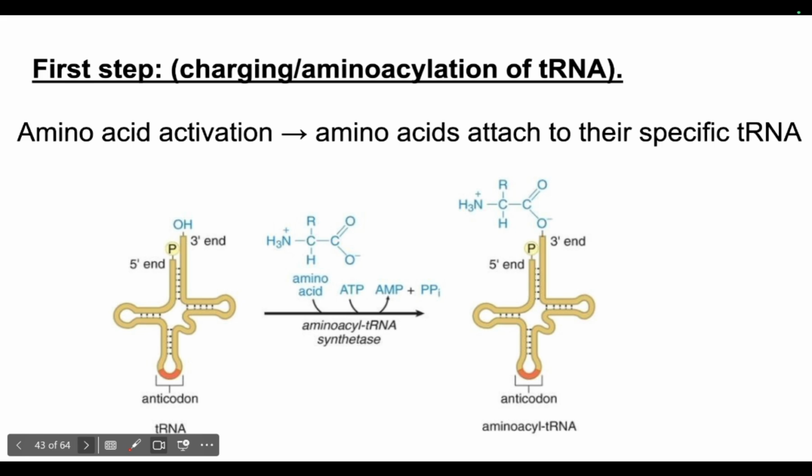The first step in this process is charging, or aminoacylation, of tRNA. Here, an amino acid gets attached to a specific tRNA. As you can see, this is the uncharged tRNA. Now one amino acid is added along with ATP. This is an active process where, at the 3' end of the tRNA, the amino acid gets attached. This is called charging of tRNA or aminoacylation of tRNA. This process requires ATP, so it is an active process. An enzyme is also involved, called aminoacyl tRNA synthetase.